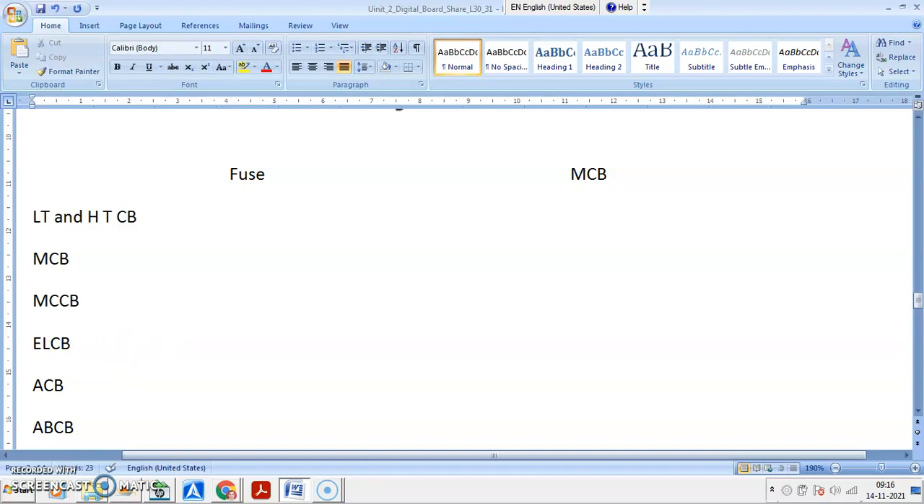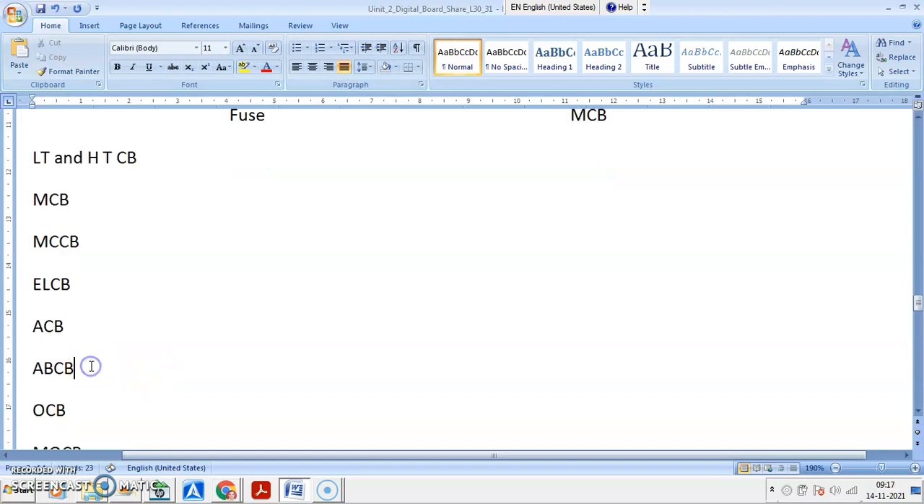Then ELCB, the arc quenching media here is air, voltage again same, up to 600 volts, and especially it is used for earth leakage protection. ACB, air circuit breaker, arc quenching media air, voltage level it is up to 11 kV. Arc runners, arc splitters, arc quenching parameters are provided. Low voltage and medium voltage you can use up to 11 kV.